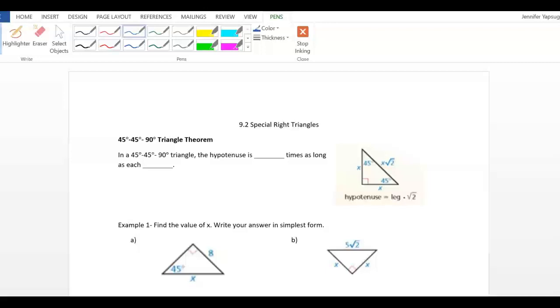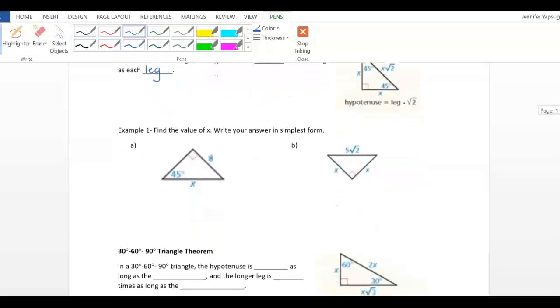So let's just go ahead and jump right in and take a look at our first example, which is the 45, 45, 90 degree triangle theorem. What this theorem says is that in a 45, 45, 90 degree triangle, which is what we have over here on the right, the hypotenuse, which is this long side here, is the square root of 2 times as long as each of the legs. So let's take a look at two examples that are applications of this theorem.